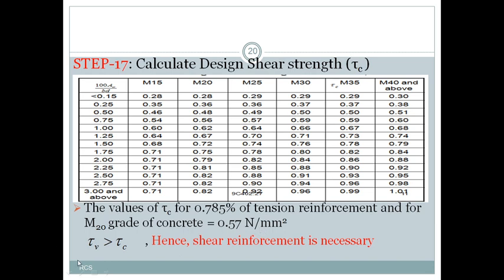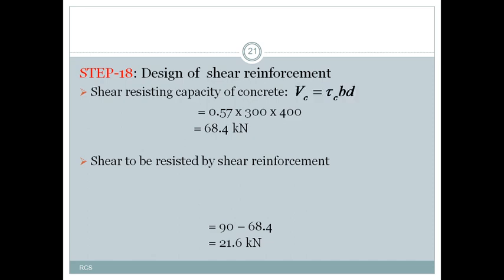If we compare your tau v value and tau c value, tau v is greater than tau c. We definitely go for design of the beam. So let's see how to design the shear reinforcement, based on the shear resisting capacity of the shear reinforcement.